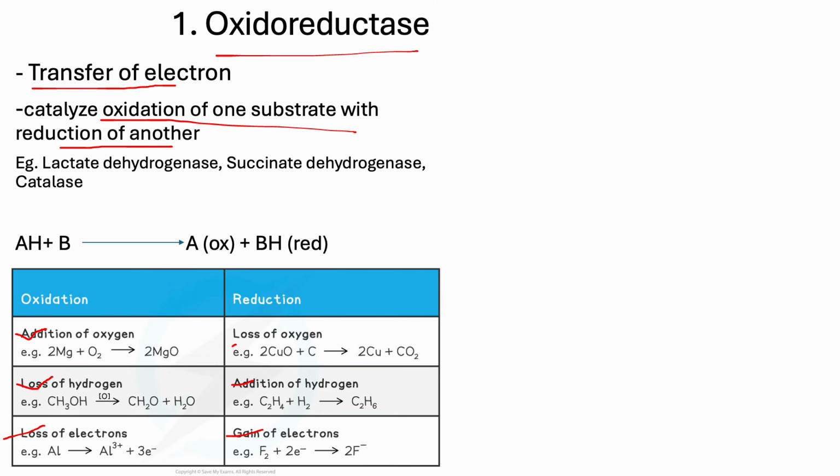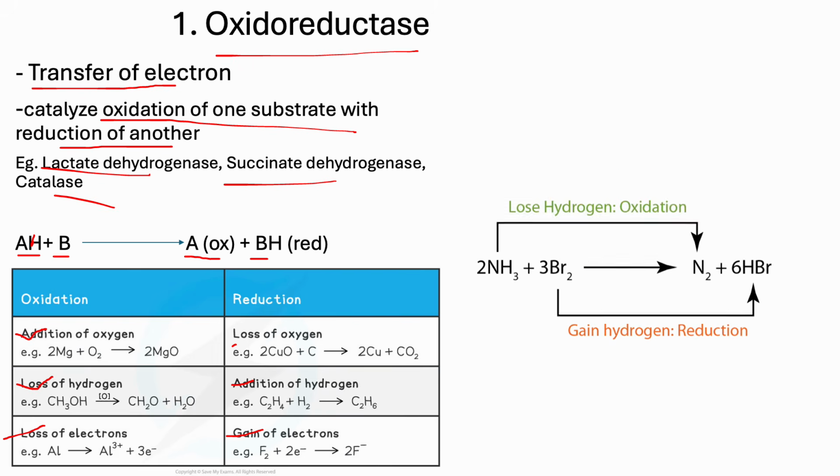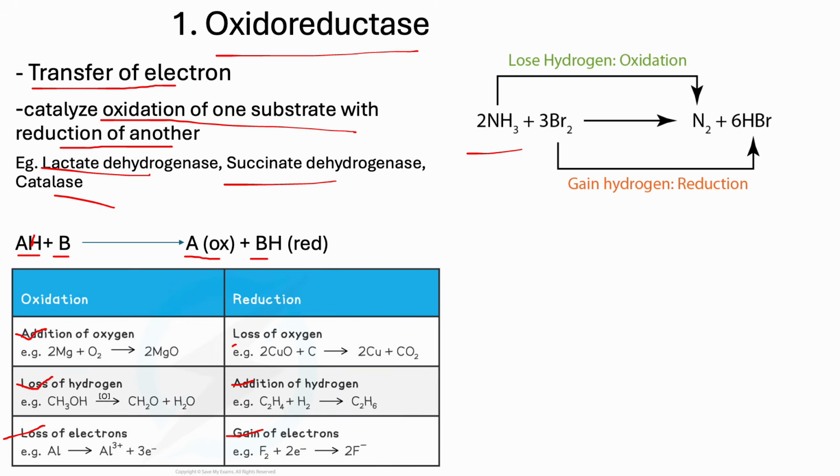In this reaction, for example, A containing H plus B, both are substrates. Here A became oxidized. Why? Because it lost hydrogen, and B gained it, so it's reduced. So that's how oxidation and reduction happen. Examples are lactate dehydrogenase, succinate dehydrogenase, and catalase. This is another example of how oxidation and reduction occur. Here loss of hydrogen, that is oxidation. Here gain of hydrogen in case of bromine, so it will be reduction.